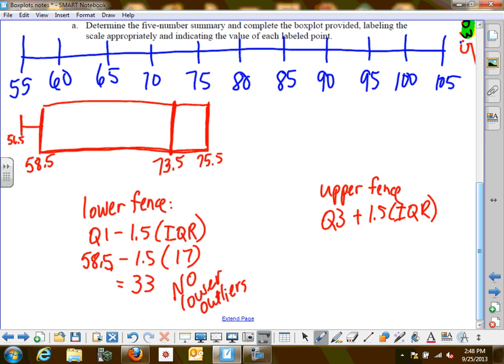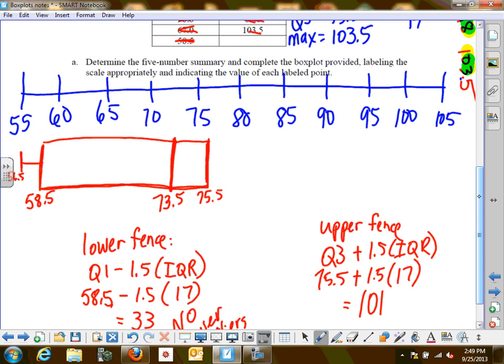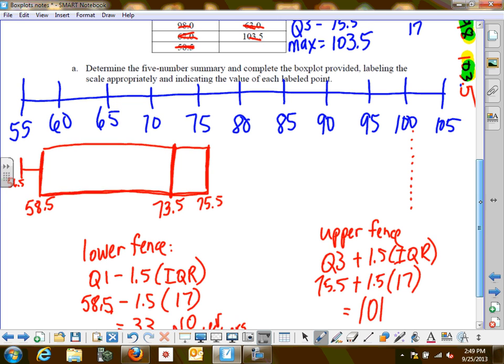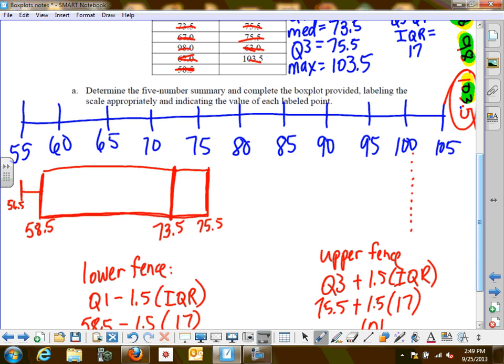So those values are 75.5 plus 1.5 times 17. That gives you a fence at 101. So we do draw that on here, right here. Here is our 101 imaginary outlier fence. Do we have a value in our data set larger than that? Yes, we do. It is this one, 103.5. Anything to the right of the outlier fence, of course, is an outlier, and it is notated with a point, and then say what that value is, 103.5.